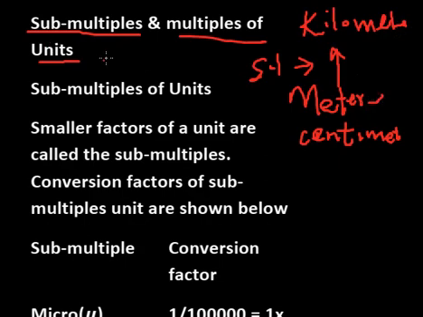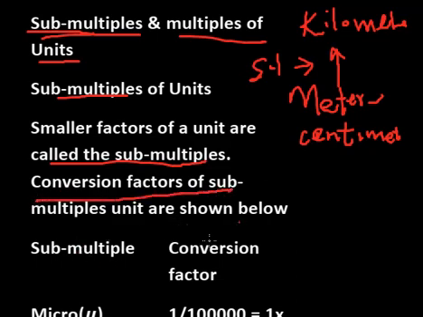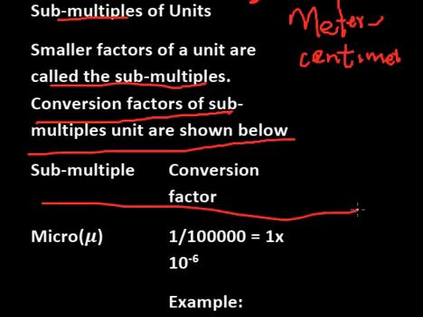So now we're going to look at a kind of conversion. Let's look at all the sub multiples and the multiples. The sub multiples of units, the smaller factors of a particular unit, are called the sub multiples. And how do we convert? Now let's look at how to convert. Conversion of sub multiple units is shown below. Now this is going to be a table. So this is the sub multiple name, and this is the conversion factor. This is how you convert it. We'll take it one after the other.